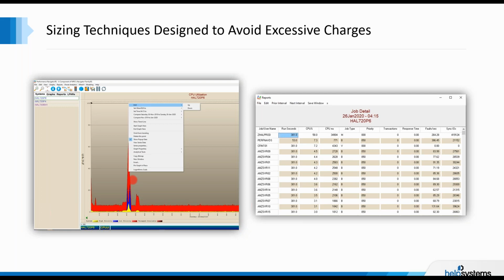So again, these are some of the questions you need to ask, because that could affect the cost that you're going to consume when you go to the cloud. Understanding what caused that spike could help identify whether that's important or not. And looking at the job detail and understanding which jobs are causing the CPU to spike could certainly help answer some of those questions.